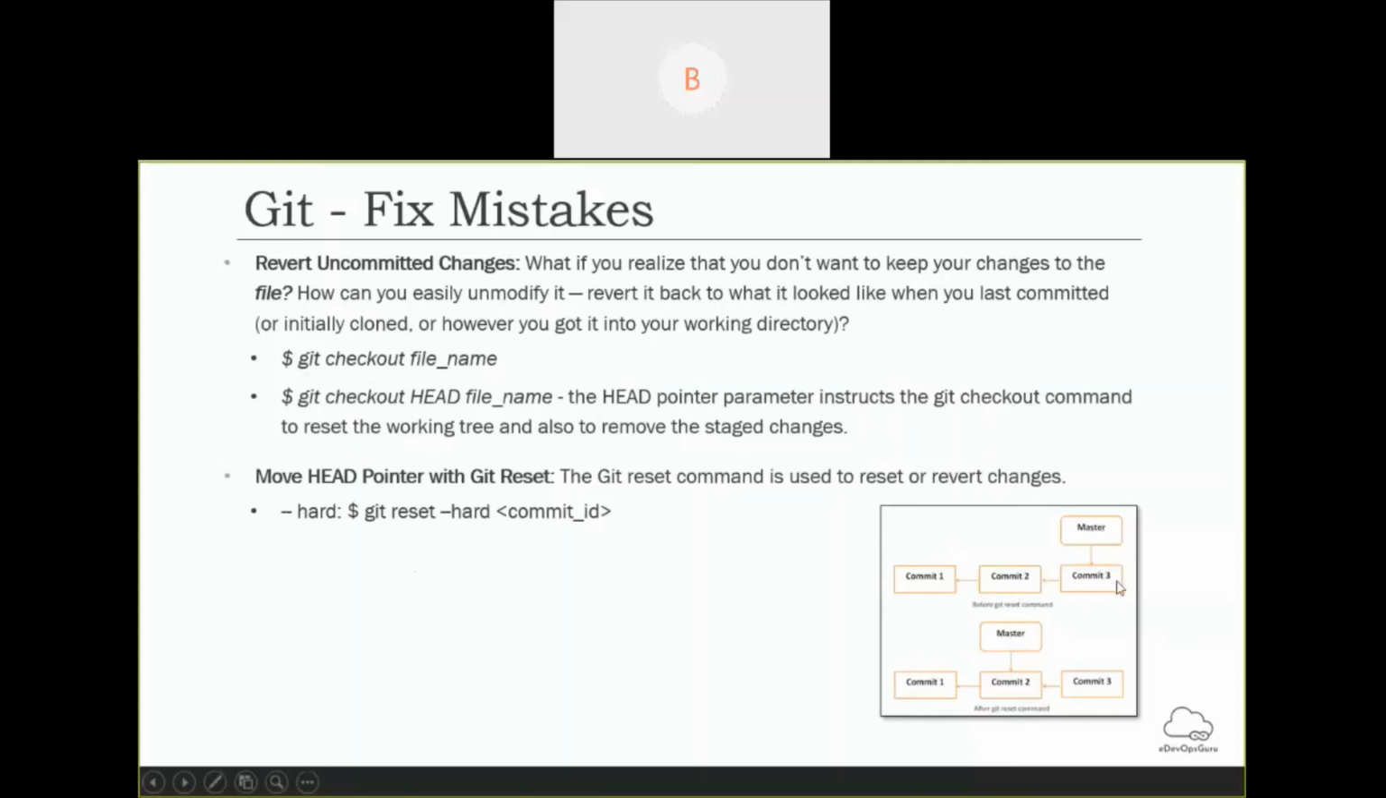So if you see this snapshot, we have commit 1, commit 2, commit 3, and master is in commit 3. But we want that commit 3 is not required now. So I can simply do git reset --hard and commit ID. So your master will now move to commit 2, shifted from commit 3 to commit 2.